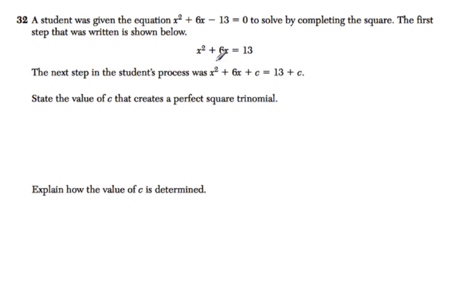The next step was that he added some number c to both sides. State the value of c. So in other words, what was that number that he added on both sides? And then it wants us to explain how he found it. In other words, they don't want us to just write down the number and then move on. So if you remember the completing the square process, part of it does involve exactly what this student was doing.